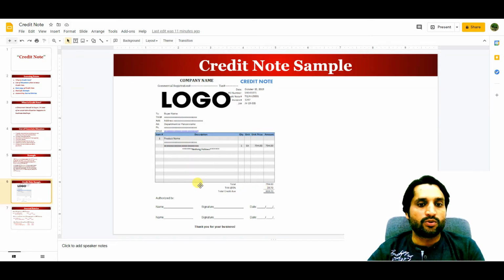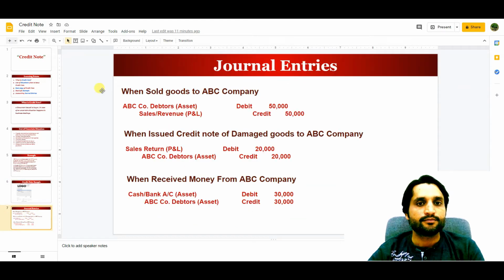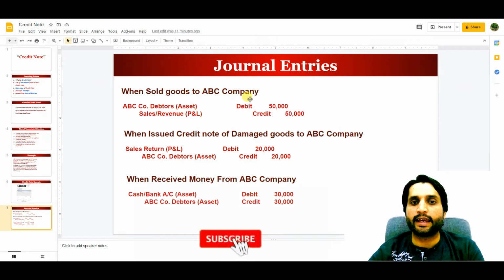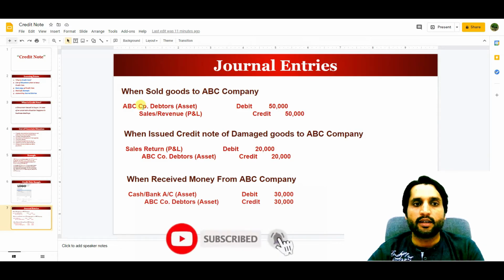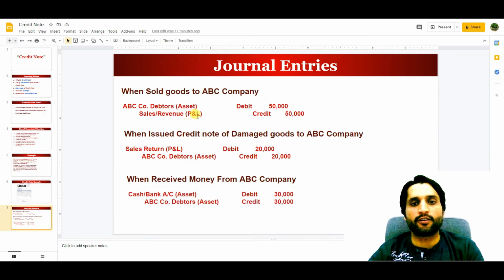Now let me share with you the journal entries. When goods are sold to ABC company, ABC company debtor account, an asset, will be debited by 50,000. Sales or revenue, profit and loss account, will be credited by 50,000. This is when we are selling goods on credit.